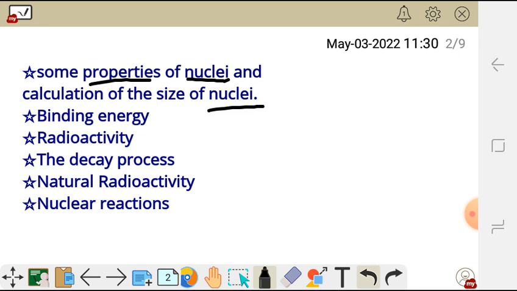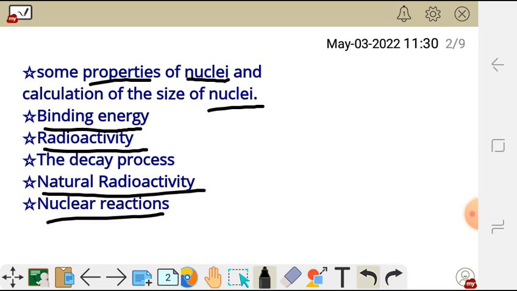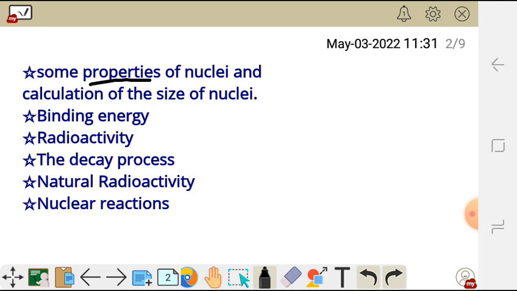Then from there, we are going to move on to binding energy, radioactivity, the decay process, natural radioactivity, and nuclear reactions will mark the last subtopic under nuclear physics. But in this video, I'm going to discuss some properties of the nuclei, and in the proceeding video, I'm going to look at what has remained.